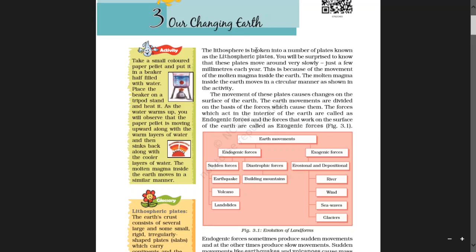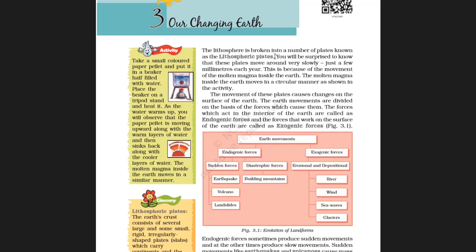The lithosphere is broken into a number of plates known as the lithospheric plates. Boys, the lithosphere is the solid outer part of the earth. It is broken into a number of plates which are known as the lithospheric plates.